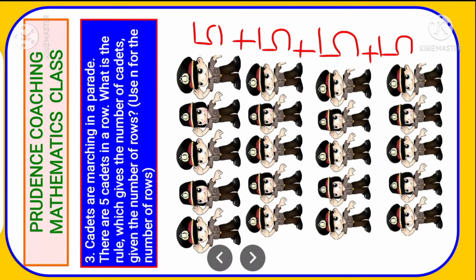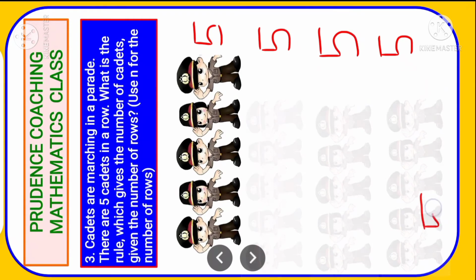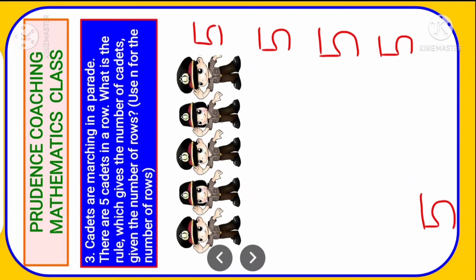Similarly, if the number of rows is 4, how many cadets will there be? You will get the answer by adding 5 plus 5 plus 5 plus 5, that is 20. Or you can multiply the number of cadets in a single row, that is 5, into how many rows? 4. So 5 into 4, 20. So here the number of cadets in a row, that is 5, is constant. But how many rows is unknown, and according to the question we are asked to assume the number of rows to be n. So 5 into n, your answer will be 5n.